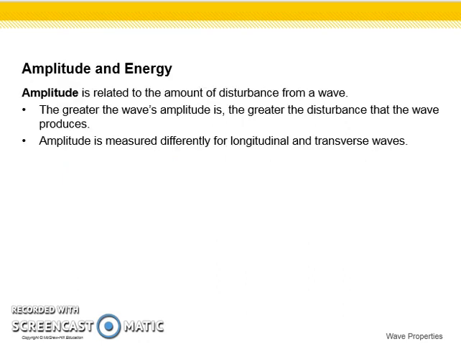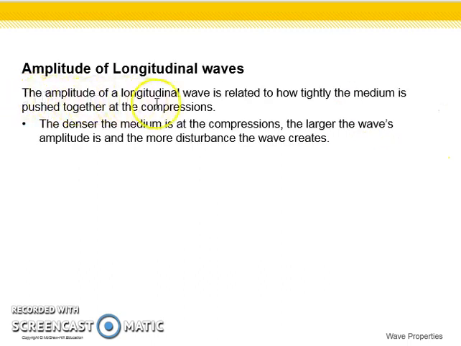Our next heading for lesson 9.2 for physical science: amplitude and energy. Amplitude is related to the amount of disturbance from a wave. What does that mean? These 2 bullet points will tell us. The greater the wave's amplitude is, the greater the disturbance that the wave produces. Amplitude is measured differently for longitudinal and transverse waves. The amplitude of a longitudinal wave is related to how tightly the medium is pushed together at the compressions. So that means the denser the medium is at the compressions, the larger the wave's amplitude is, and the more disturbance that wave will create.